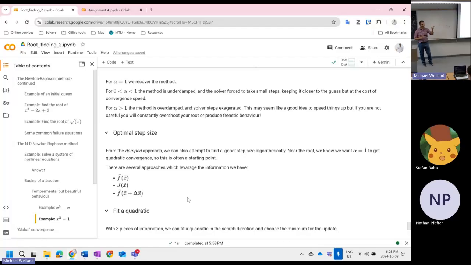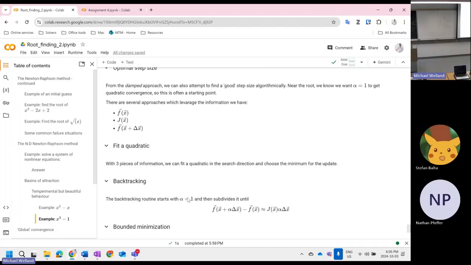We can fit it. What kind of function? What kind of polynomial? Quadratic. Yeah. With 3 pieces of information, we can fit a quadratic. Say it looks like that. There's our best guess. So instead of taking the full step, we go straight to there, which is nice. That's one way to do it.